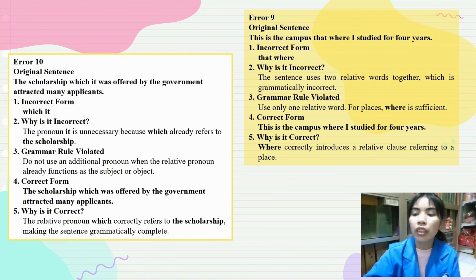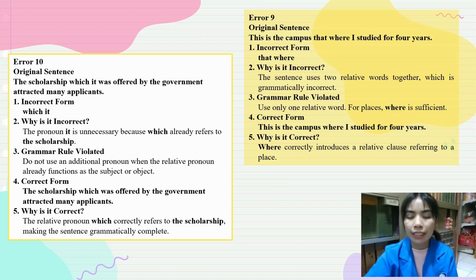And slides 8, 9, and 10. The ninth sentence contains two relative words, that and where, and only one relative word is needed, so where is enough. And finally, in the tenth sentence, the pronoun is unnecessary because which already refers to the scholarship.